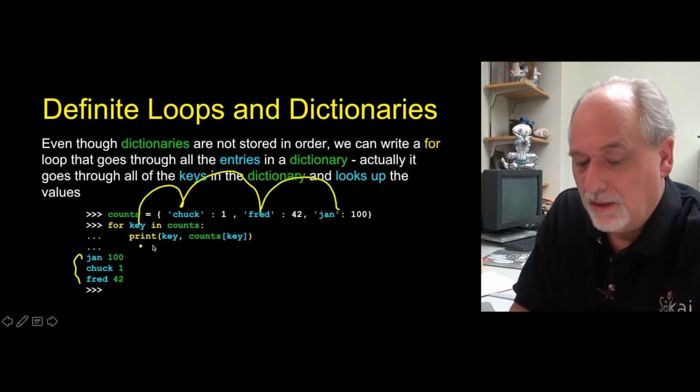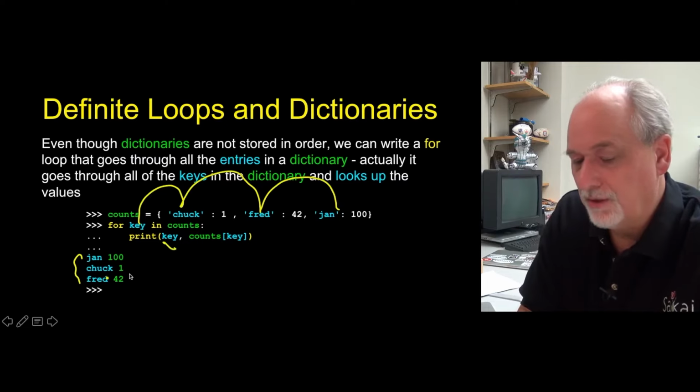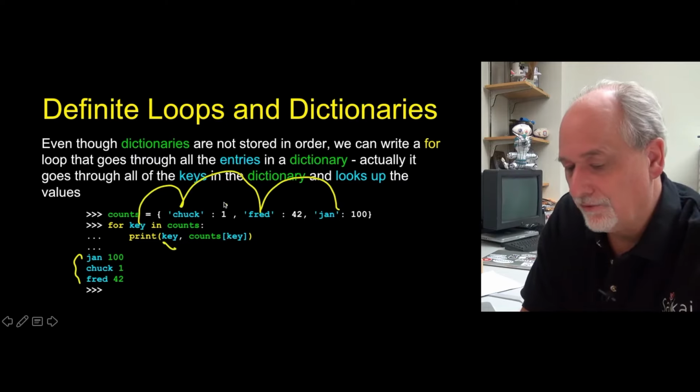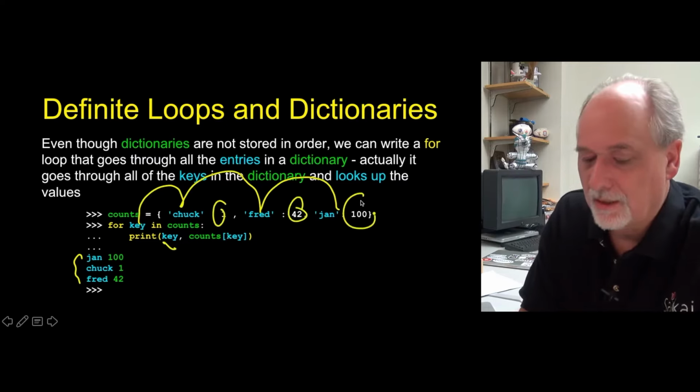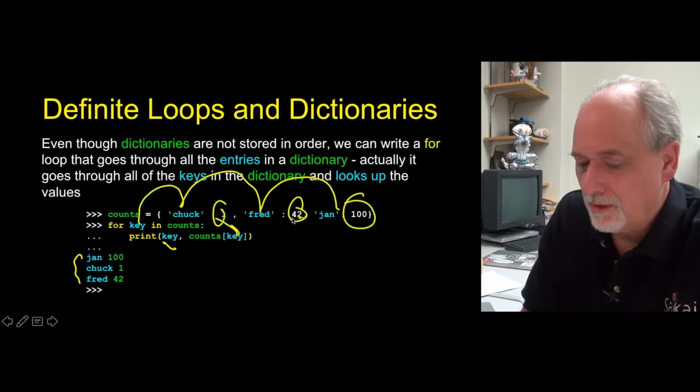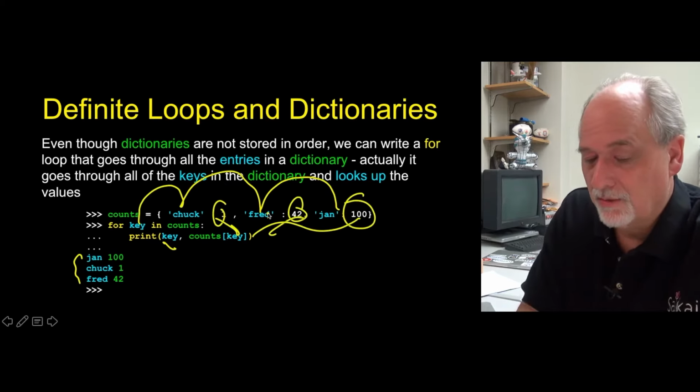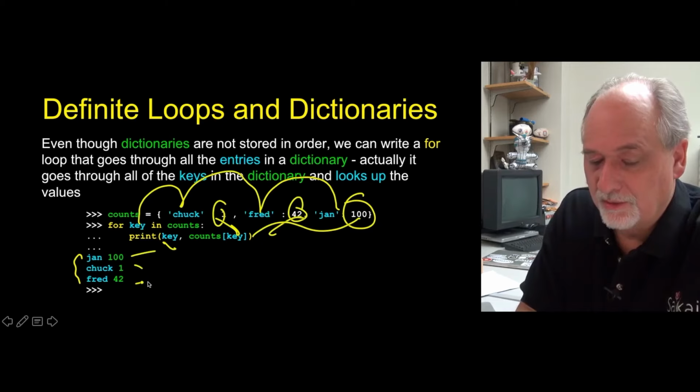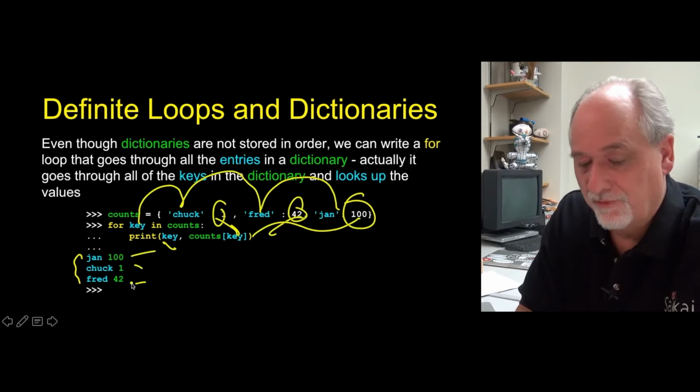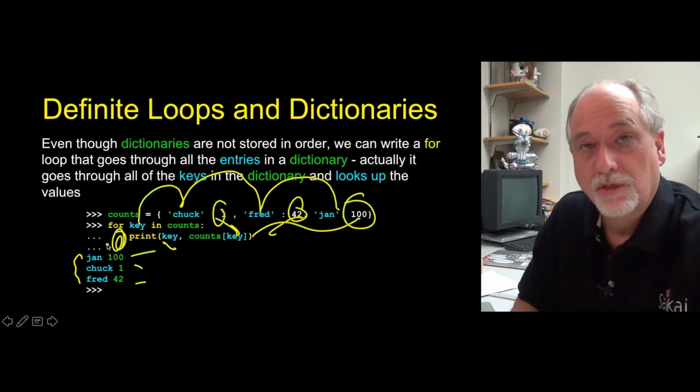And so in the loop, you can get the key, and that's what prints out Jan, Chuck, Fred, but then you can also get the corresponding count for each one of these by just pulling it out of the dictionary, right? And so we can pull out the corresponding value, and so we print out Jan 100, Chuck 1, Fred 42, and that runs this loop 3 times.